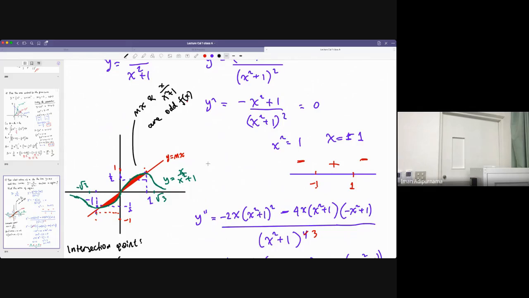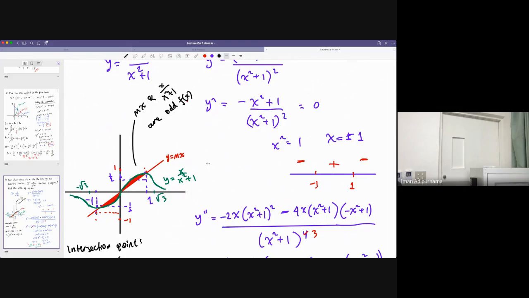Also, you can check the odd and even functions. Why is it going down and going up? It's an odd function, right? If the curve were an even function, it would go here and maybe here, or maybe there. But because it's an odd function, it's going down and then going up.